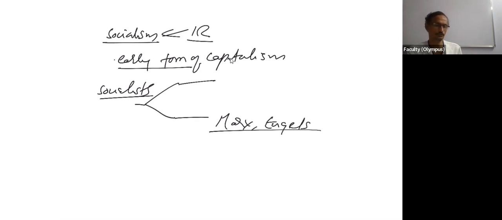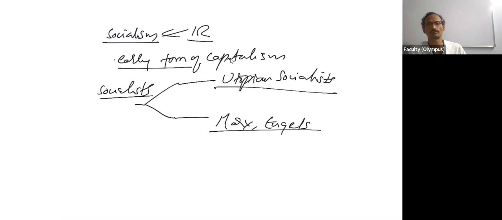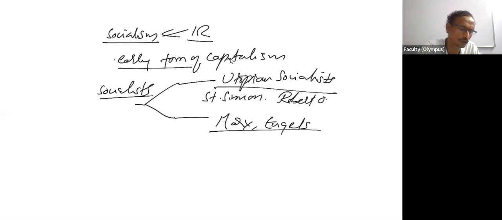And Marx and Engels, who finally became popular as socialists, called these early socialists utopian socialists. They are, for example, Saint Simon, Robert Owen. They are called utopian socialists by Marx and Engels.